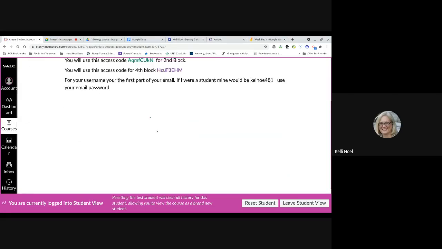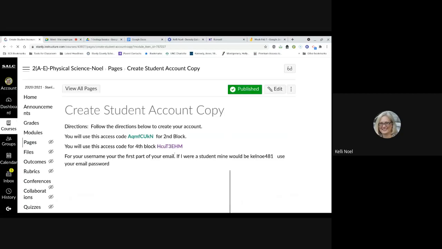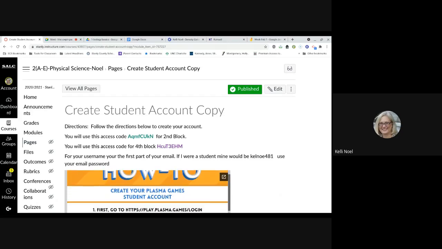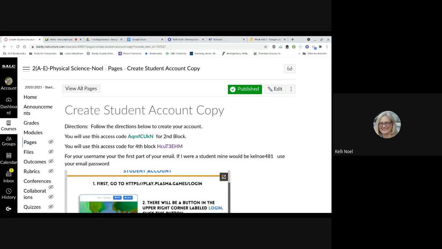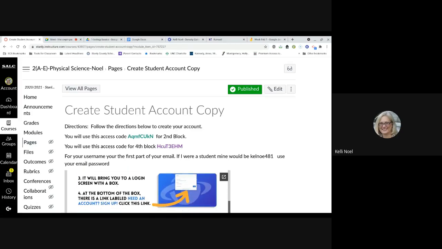Let me get out of student view so you can see it. Your code is going to be this one in the green here. I have it written up on the board up there. It starts with the AQ. You're going to log in to play.plasma.games/login, and you're going to start with number 4 here.